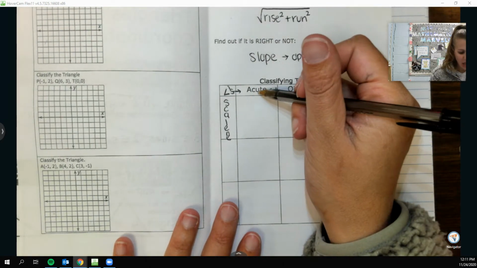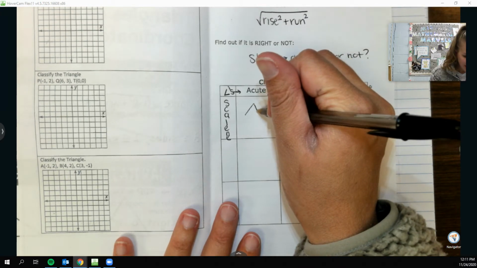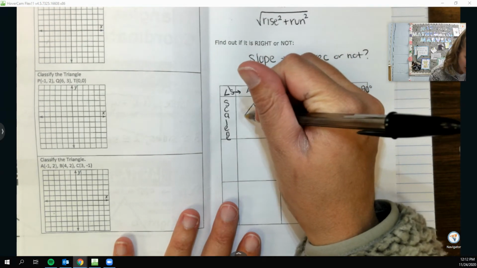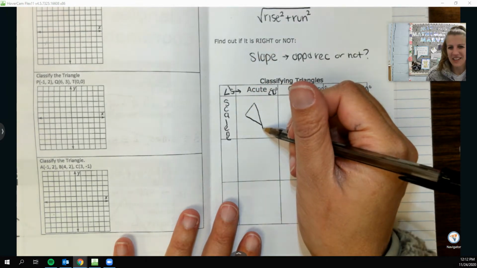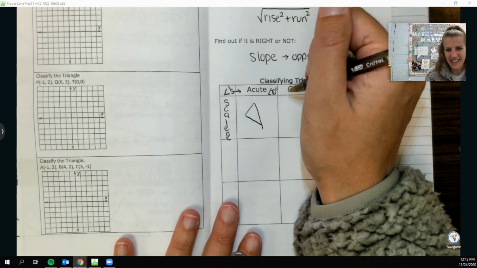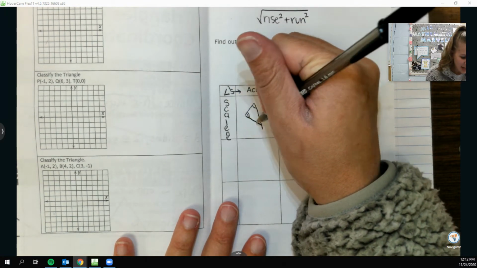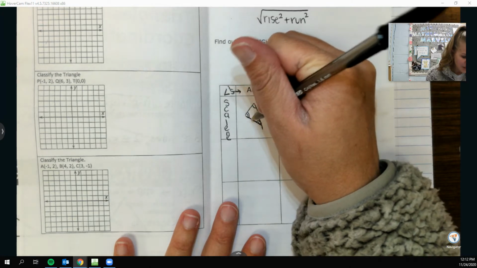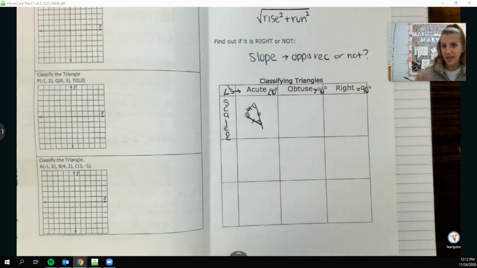So I can be acute scalene if all my sides are different lengths and all my angles are less than 90. So all my angles are different, less than 90. All my sides are different. They can be any measure.